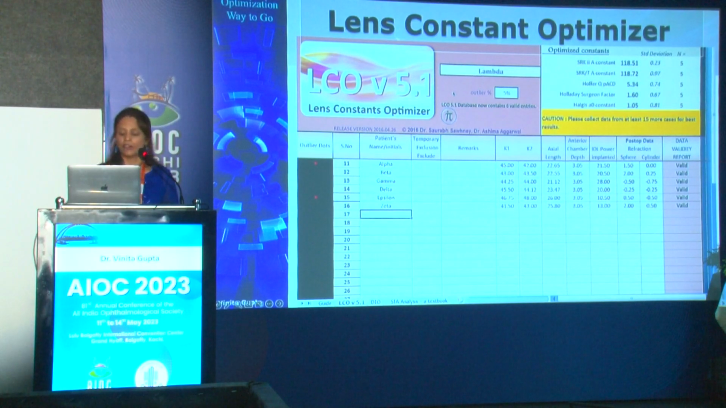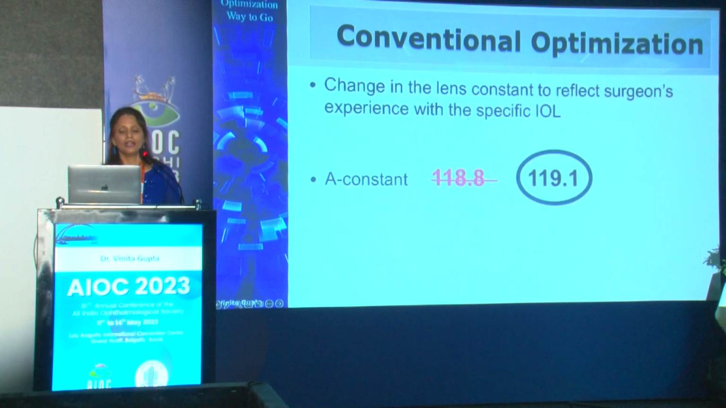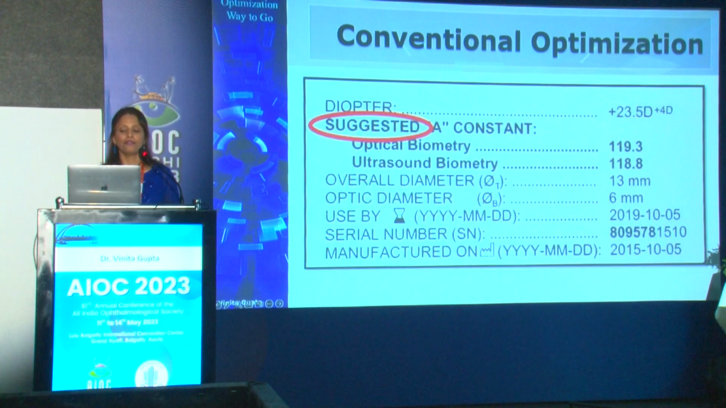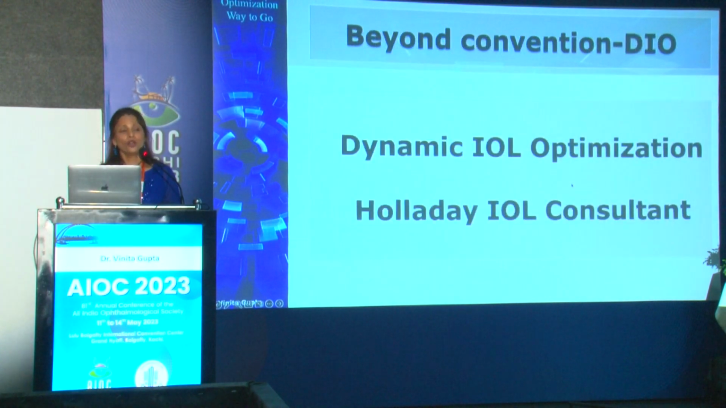So this is how the spreadsheet of LCO version 5.1 looks like. Now, this is the conventional optimization I've talked about till now. We have taken the suggested A constant by the manufacturer, which was 118.8 for the ultrasound, and by this back calculation, it gave us the result of 119.1. Now, can I go beyond this convention and personalize everything for my needs?